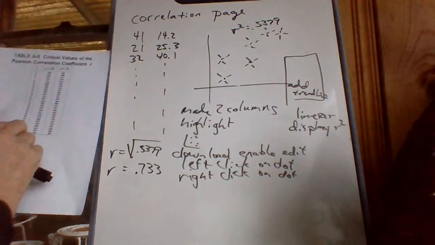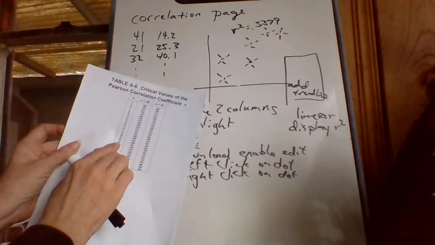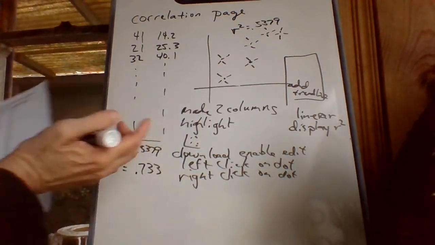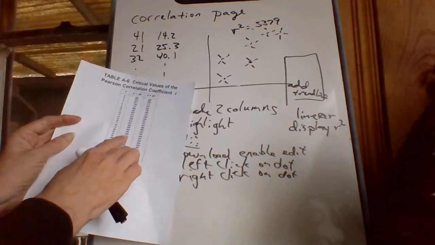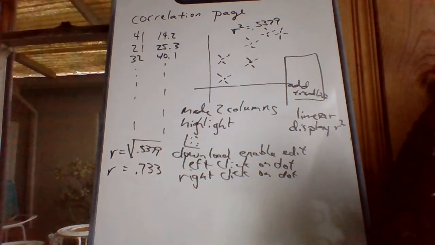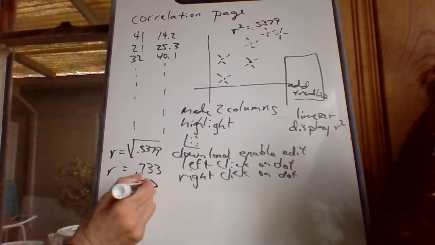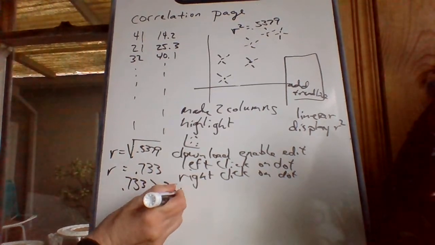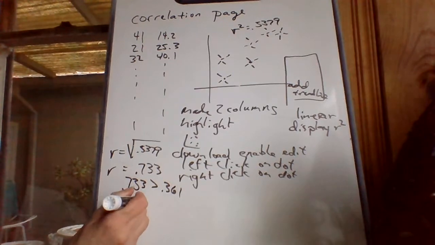Go down to 30. I'm getting my good, bad cutoff number right now. Go down to 30. It's way down here. 0.361. You're allowed to be a lot sloppier. You got a lot of points. You're allowed to get a lot sloppier, so that's why these numbers change to something a lot more forgiving. 0.361. 0.733 is bigger than 0.361. Okay, this is in the good zone. This is correlated.